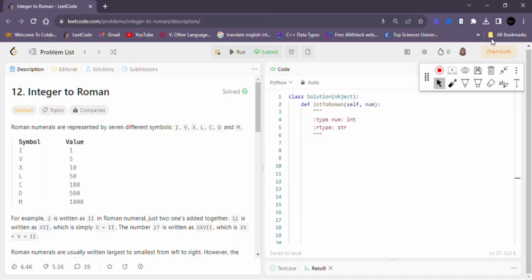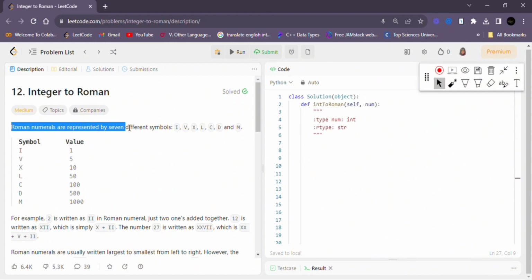Assalamu alaikum everyone. Today we will discuss problem number 12, which is Integer to Roman. In this problem we need to convert an integer into a Roman numeral, which is very easy, and we have a few values and symbols for those values. Okay, now it's time to understand the problem statement.